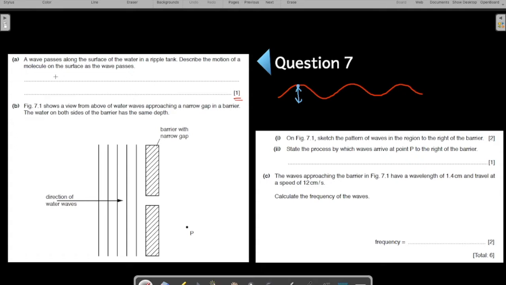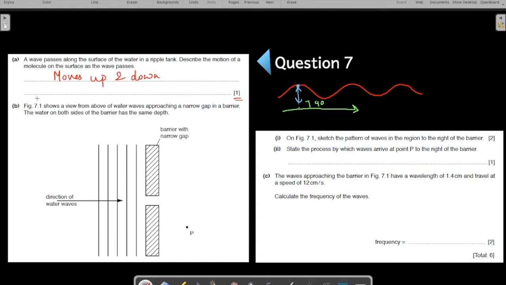So in simple terms, let us write it down. It moves up and down, which is perpendicular to the direction of the wave travel. How is the wave traveling? The wave is traveling left to right, and both these, if you see, are at 90 degrees. The angle between them is 90 degrees.